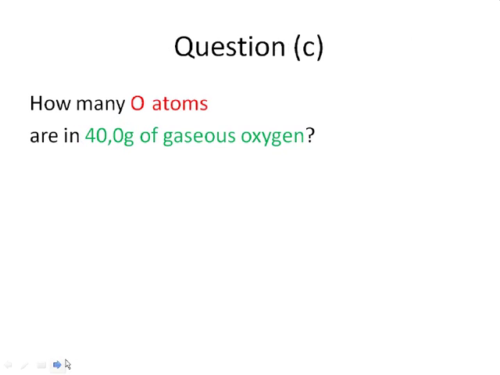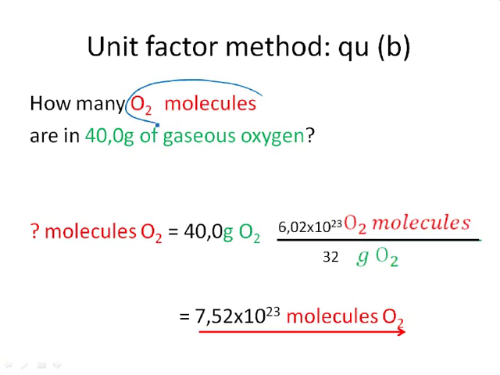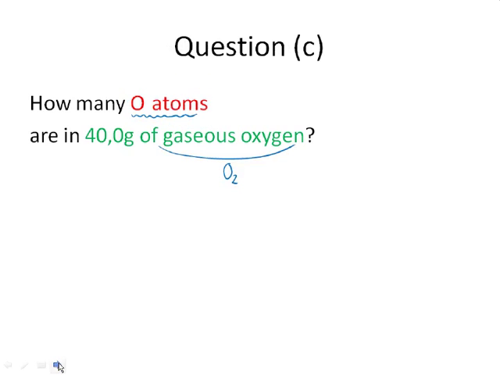Question C. How many O atoms are found in 40 grams of oxygen O2? Notice this is not the same question as what we've just been asked. We were asked how many O2 molecules. Now we're being asked how many O atoms. An O atom is not the same thing as an O2 molecule. An O2 molecule has twice as many O atoms in it as an O atom.